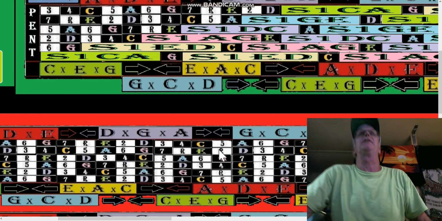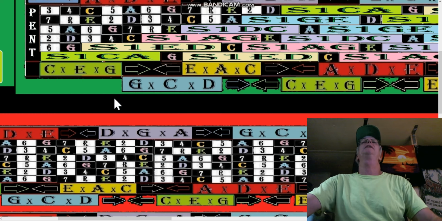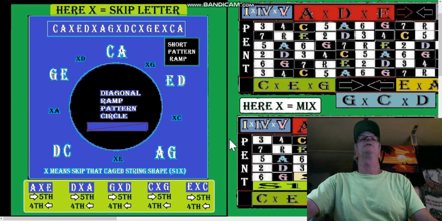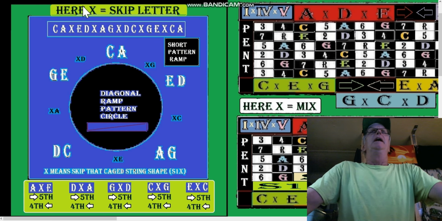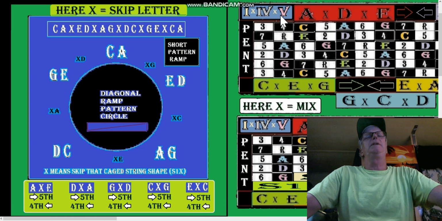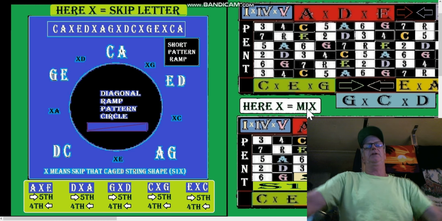There's a trick to that. Okay, and then 3, 4, 5, we go from E to C. But what happened to D? There's a trick to it. So I made a little circle here. In this case, X means skip a letter. Over here, X doesn't mean skip a letter. X means mix these two.